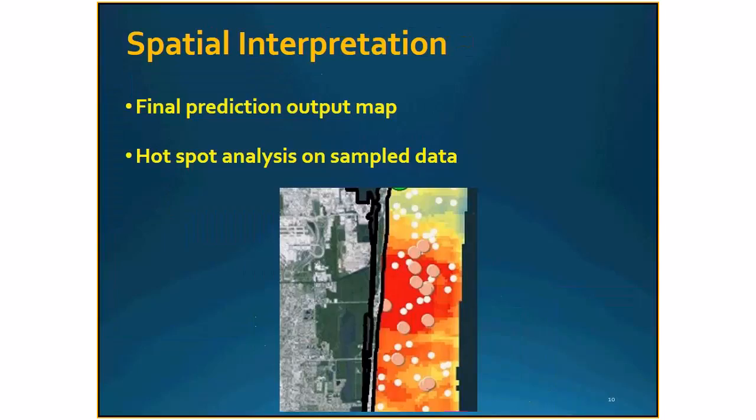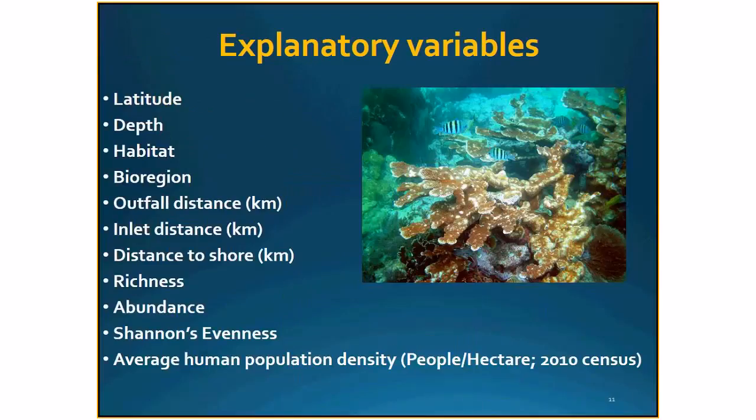Okay, so as I said, the spatial interpretation of your final model is a heat map, essentially. So you can spatially interpret that heat map, but we also overlaid a hotspot analysis, which Brian mentioned earlier. The hotspot analysis is on the original data. It tells you when you have a statistically significant hotspot or cold spot. And all of the white points mean that they're not significant.